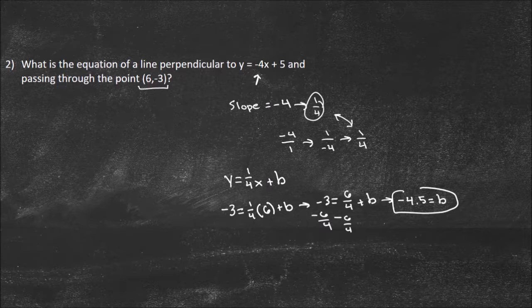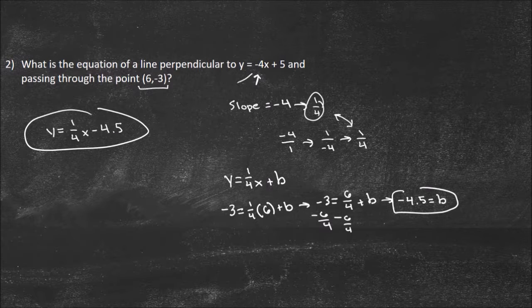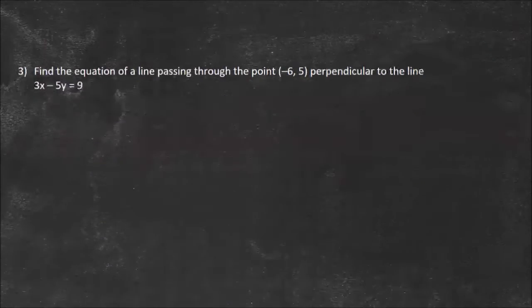All right, so we have b and we have the slope, so then we have our line. The line is going to be y equals 1/4 x minus 4.5. This line is perpendicular to that line, and it goes through our point right here. If we wanted to, we could plug in the point 6, -3, make sure that it's on our line, but we won't do that right now. So hopefully this makes sense, and now we got one more question.